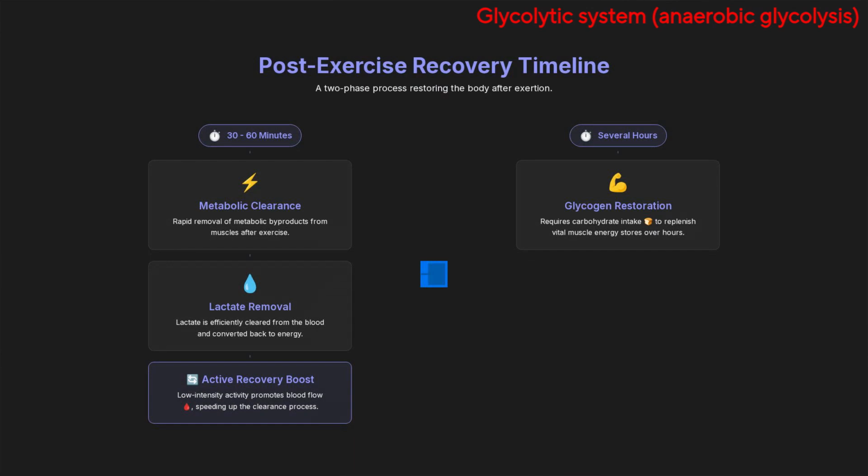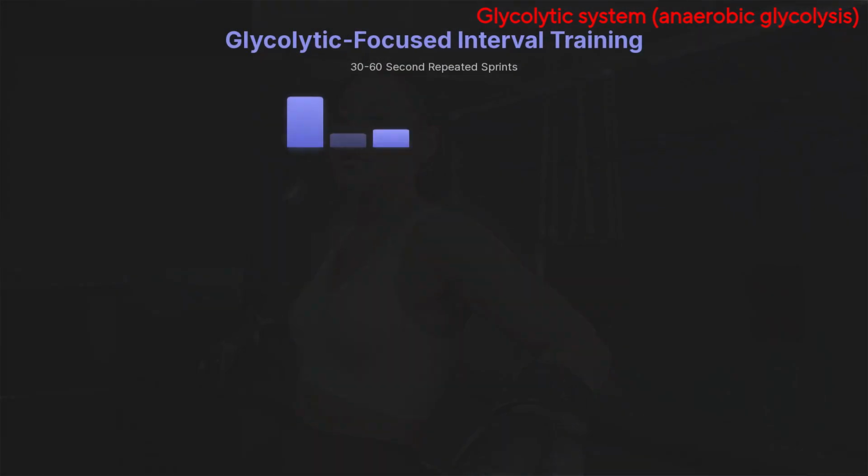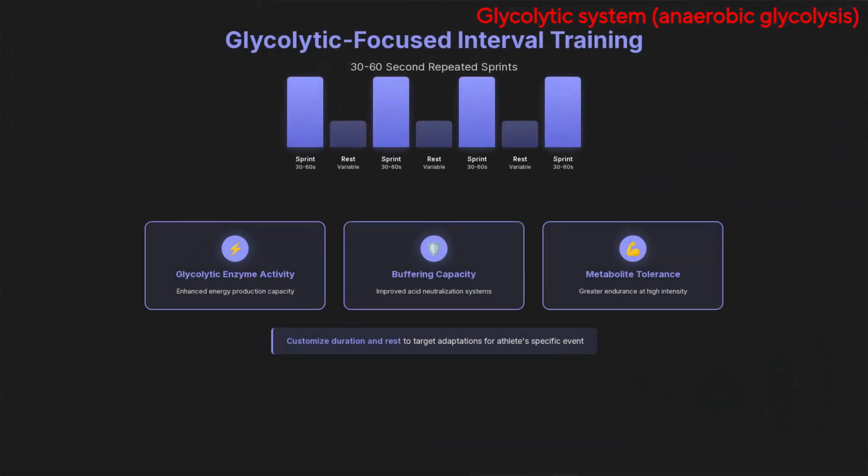Recovery is partly rapid. Metabolic clearance and much lactate removal occur within 30 to 60 minutes, and active low-intensity recovery speeds this by promoting blood flow and oxidation. Restoring muscle glycogen takes longer and requires carbohydrate intake over several hours. For training, glycolytic-focused intervals, for example 30 to 60 second repeated sprints, boost glycolytic enzyme activity, buffering capacity, and tolerance to high metabolite levels. Design interval duration and rest to target these adaptations depending on the athlete's event.